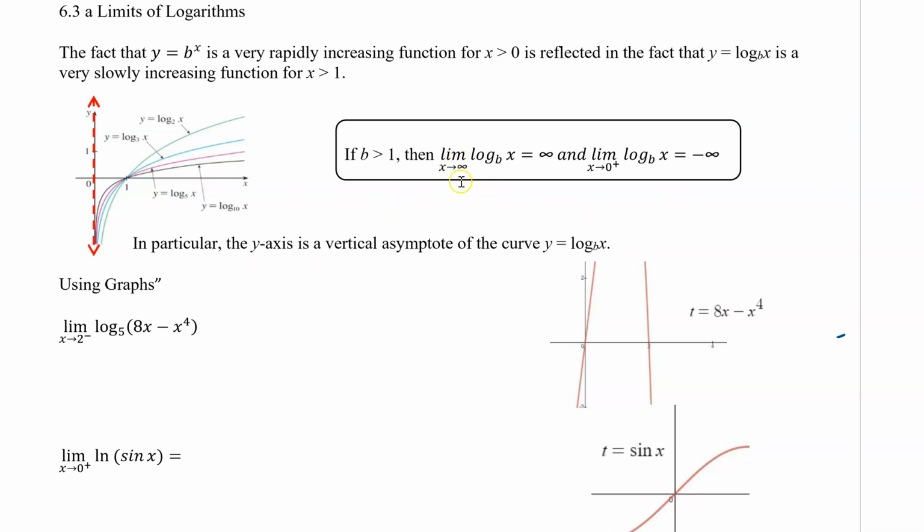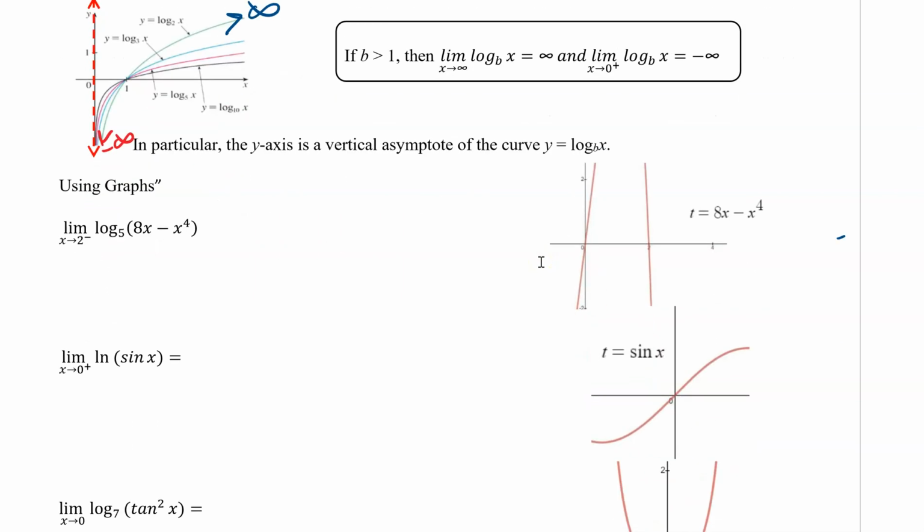So the limit as x approaches infinity of log, base any b as long as b is greater than 1, is infinity. So you can see that over here. It goes off to infinity. And then as x approaches 0 from the right, you can see it's going down to negative infinity. So those are the two limits that we get. And these are what we want to look at. So when we're doing these problems, this is what we want. We want to see log of some variable as it approaches infinity of that same variable with a base b bigger than 1, or 0 plus.